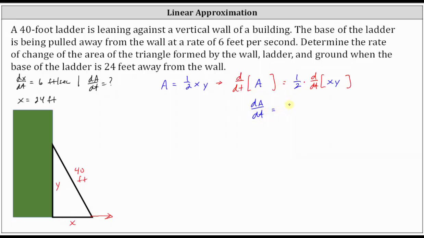Equals, on the right, 1/2 times the derivative of xy with respect to t, which is going to require the product rule, where we have the first function of x times the derivative of the second function with respect to t, which is dy/dt, and then plus the second function of y times the derivative of the first function with respect to t, which is dx/dt.